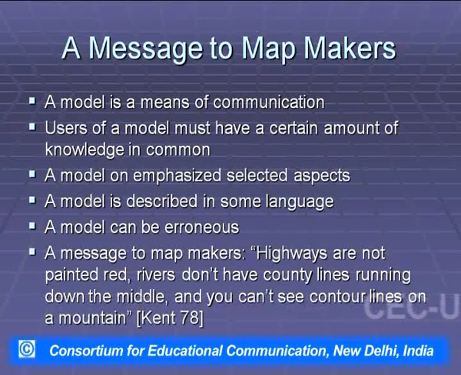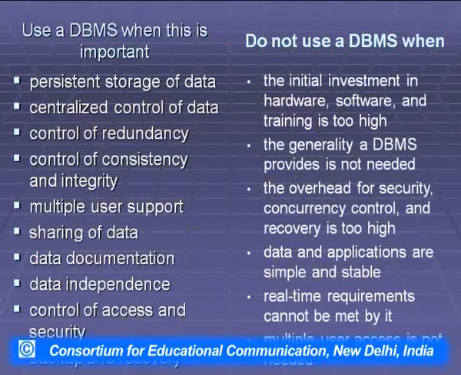Users of a model must have a certain amount of knowledge in common. A model emphasizes selected aspects. A model is described in some language. A model can be erroneous. A message to map makers: highways are not painted red. Rivers don't have county lines running down the middle. And you can't see contour lines on a mountain. It's said by Kent.